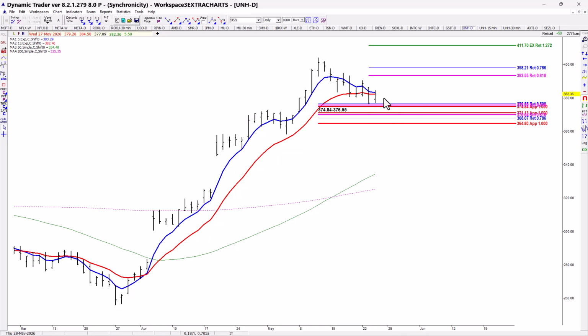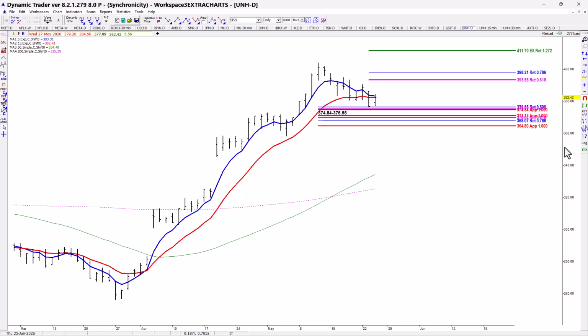Okay, so for example, if we see a trigger, against this last low, we can define risk underneath this 374.84 to 376.55 area. And what is the potential? Well, the potential would be to the 1272 extension, which comes in at 411.70. Okay, but I'm wrong if we break the support. Now I'm just going to give you an example of what a trigger looks like.